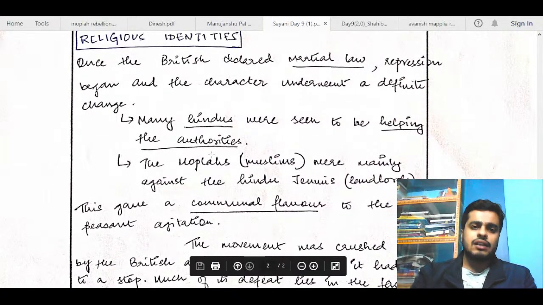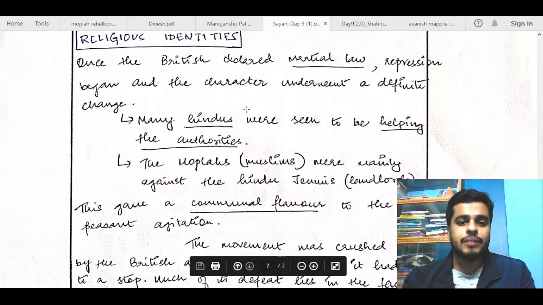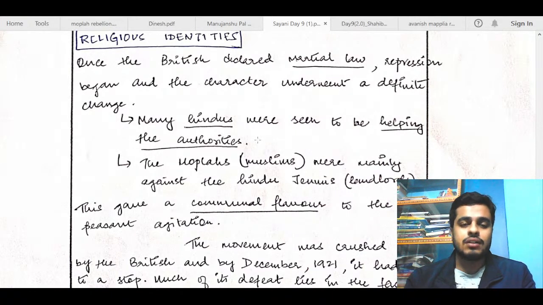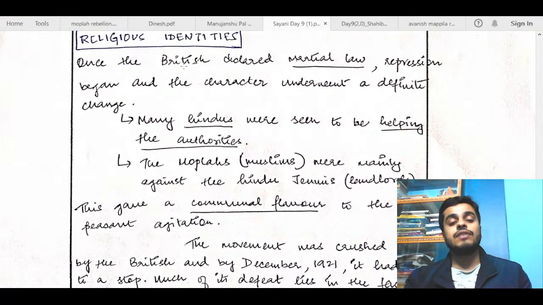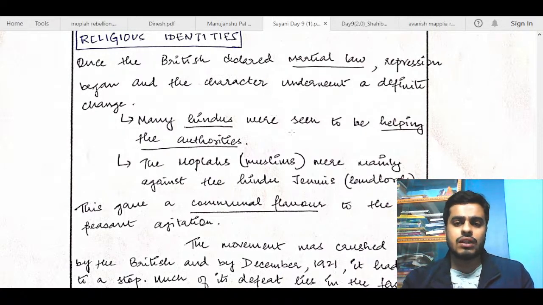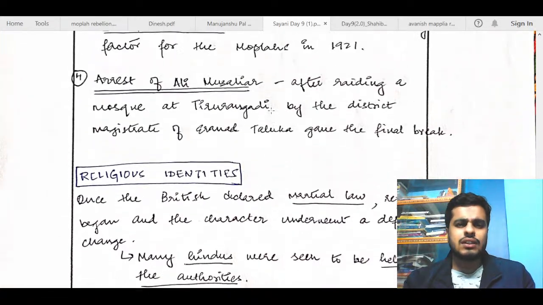So this part, I think, religious identities could have been a bit better. For example, you could have just talked about what all transpired in this period, like what all events happened, like vandalism of police stations, attacks on landlords. So you can talk about that a bit, and the rest of the answer I think is good.